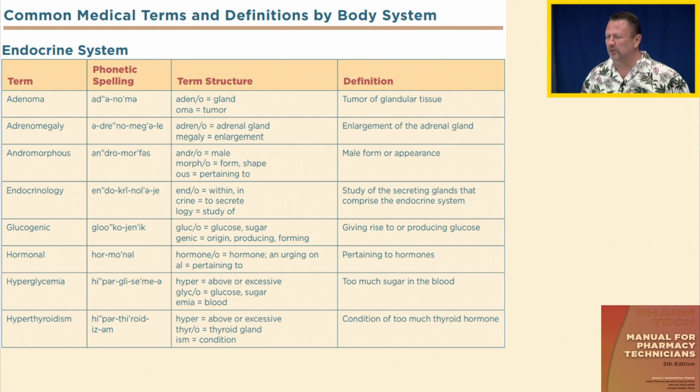Glucogenic, gluco as in glucose, genic, to form or begin. We'll talk about gluconeogenesis, starting a glucose molecule from the beginning. Hormones are just any kind of chemical signal inside of the body. Hyperglycemia, too much blood sugar. Hyperthyroidism, too much thyroid hormone.